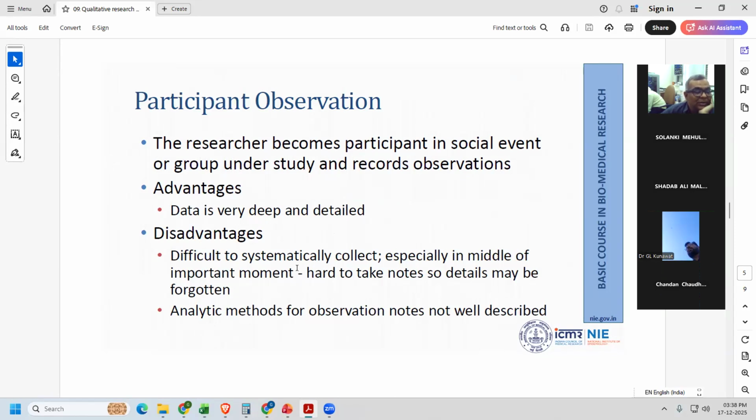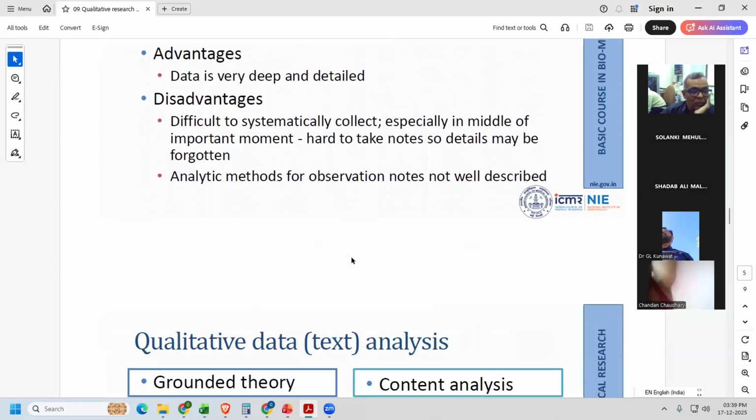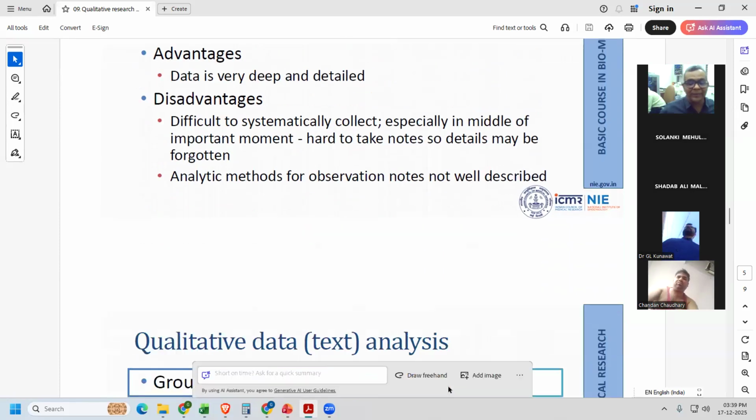Because sometimes you are not in a position to note each and everything, and once you go back and start noting, you may have forgotten something. And in the analysis part, the analytic method for observation notes is not as well described as it is for FGD and in-depth interviews. So now, how will you do the analysis of the text available?